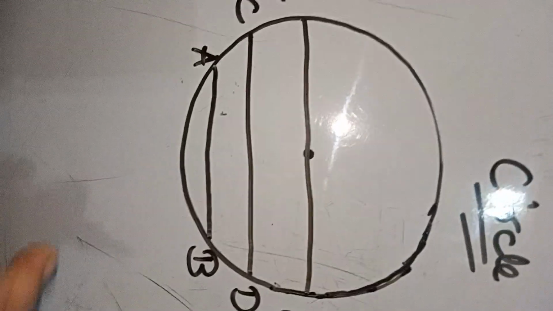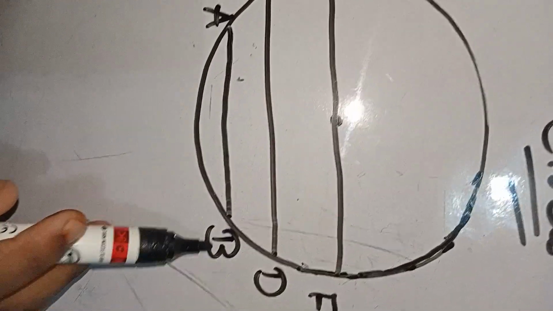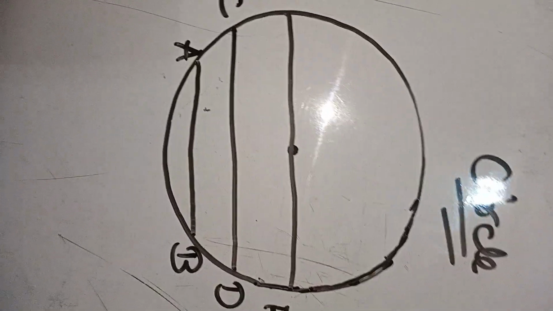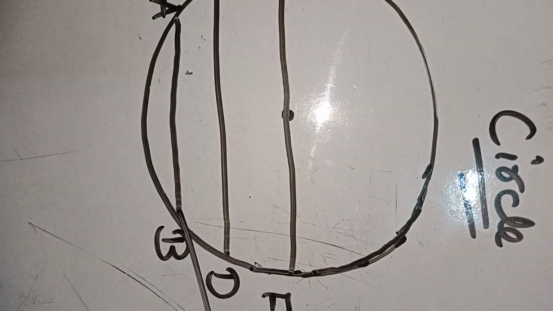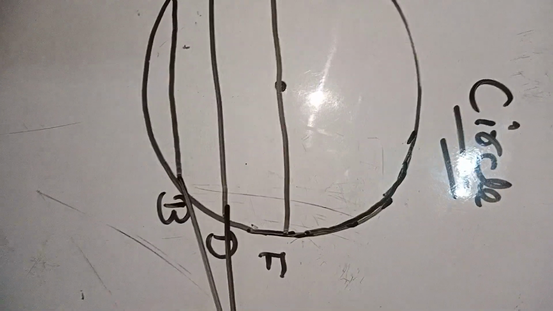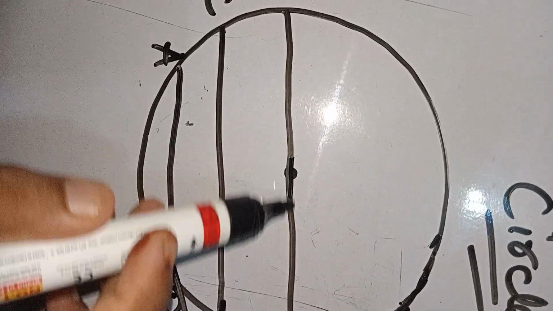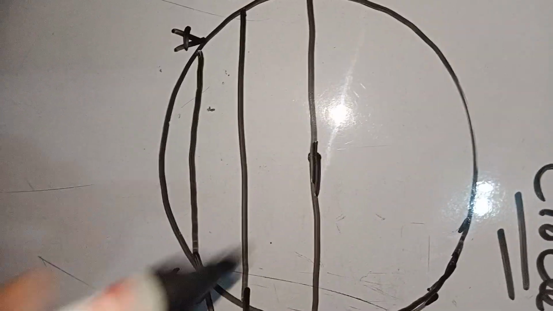Okay, what is a chord? Now the question is, what is a chord? So chord is a line segment joining both sides of the circumference of a circle. So this is a chord. This is also a chord, but this one is not, because it is joining at the center. Okay, at the center, that's why it is also called the largest chord.